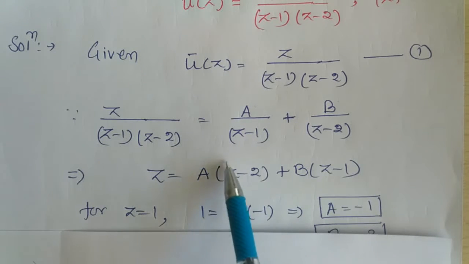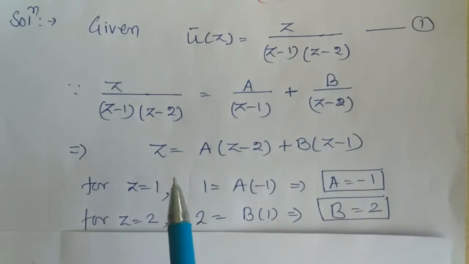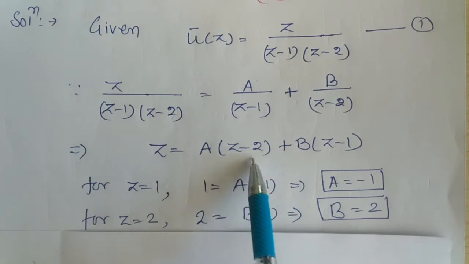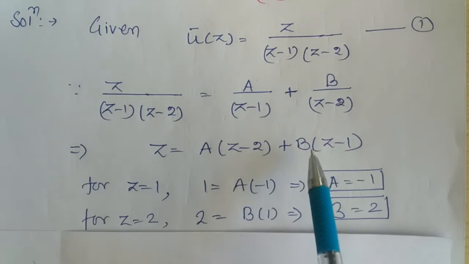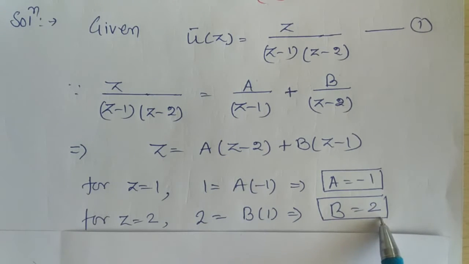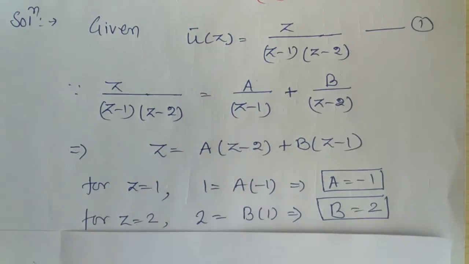Now for Z equal to 2, the first expression is 0. Therefore for Z equal to 2, we get 2 equals 0 plus B into (2 minus 1), which is 1. So we get B into 1, which gives the value of B as 2. So we get the values of constants A and B: B is 2 and A is minus 1.